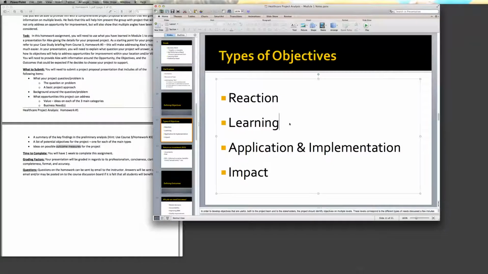Sometimes you have more than one learning. Sometimes you have more than one application and implementation. So you may end up with something like 7 objectives total, as long as you have at least one minimum for each of the 4 groups. Because when you approach it in this manner, where you've got one of each of these 4 different types of objectives, you're really looking at it from a well-rounded point of view.